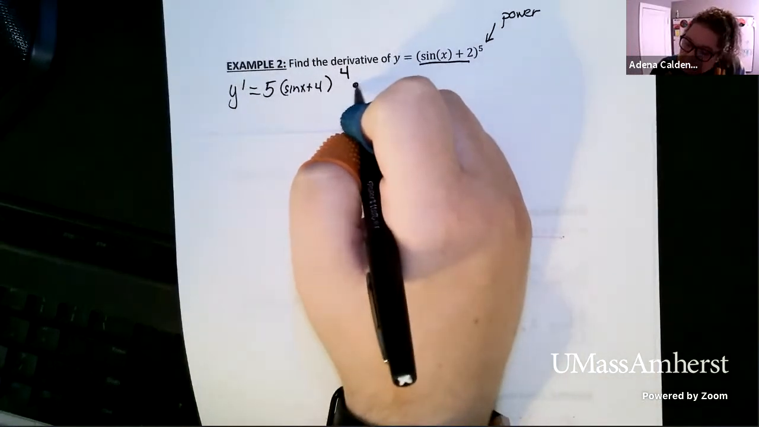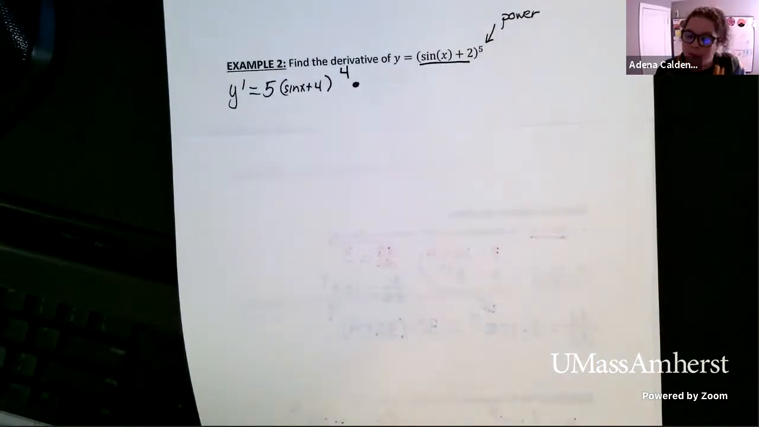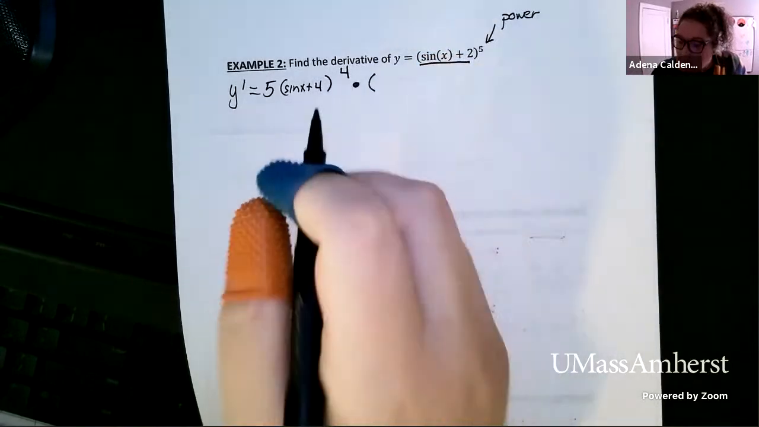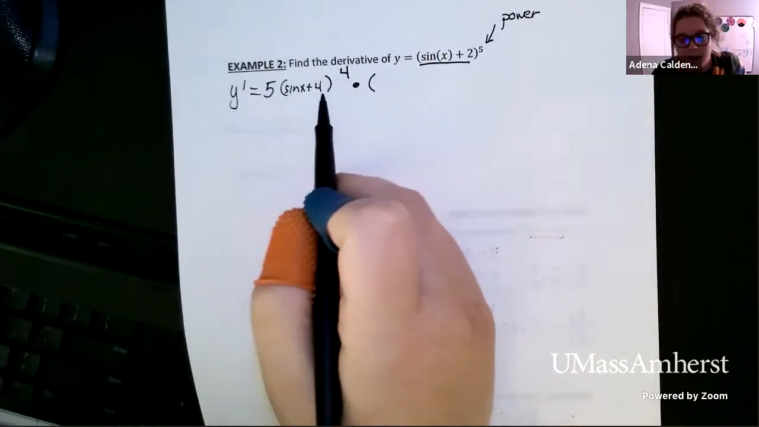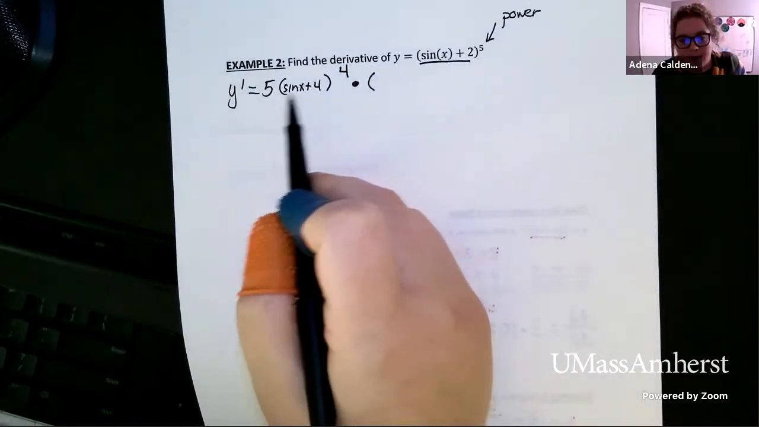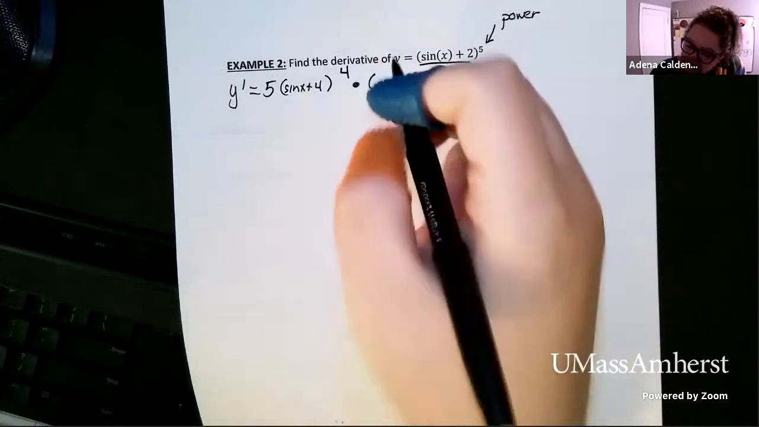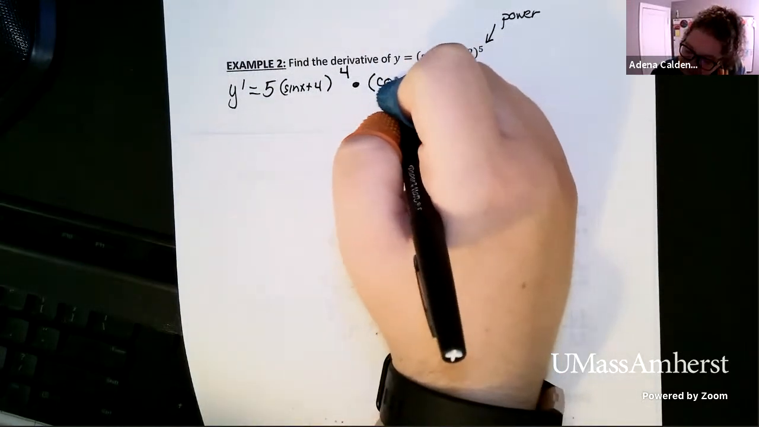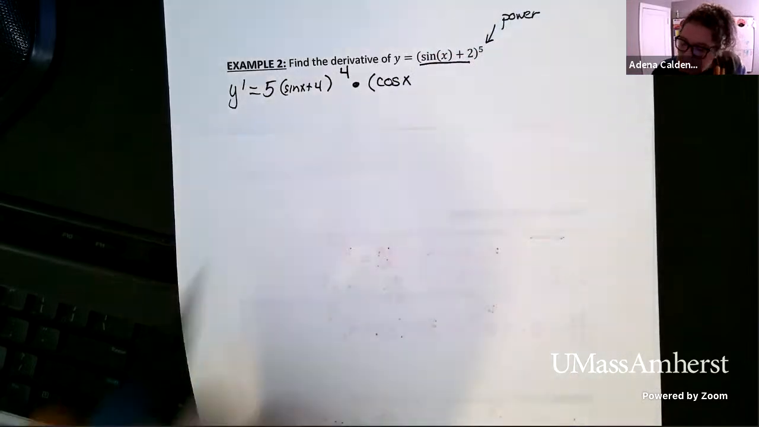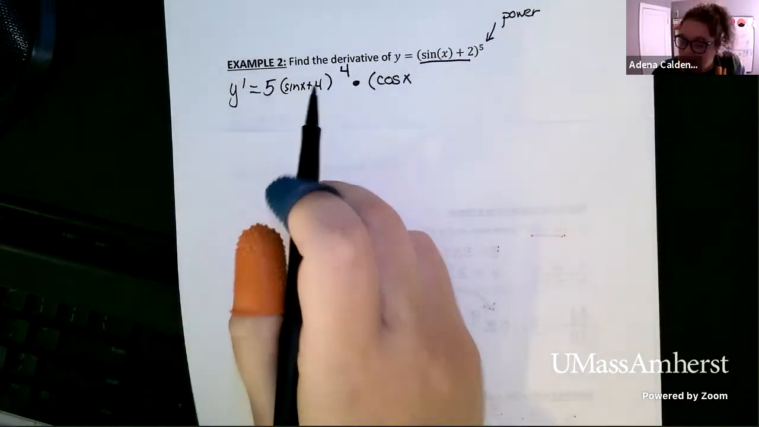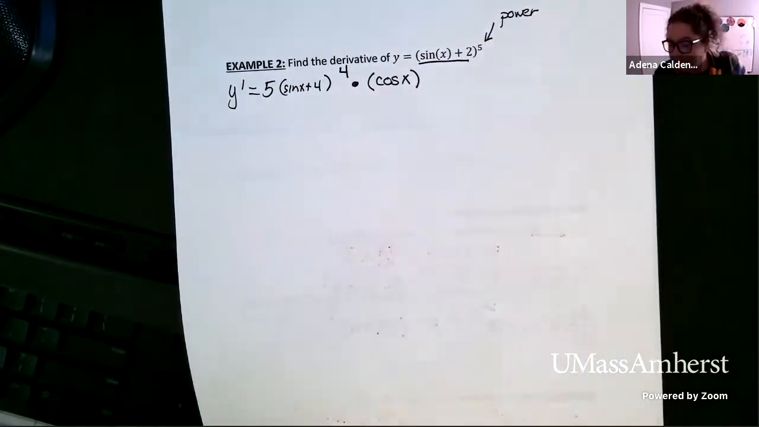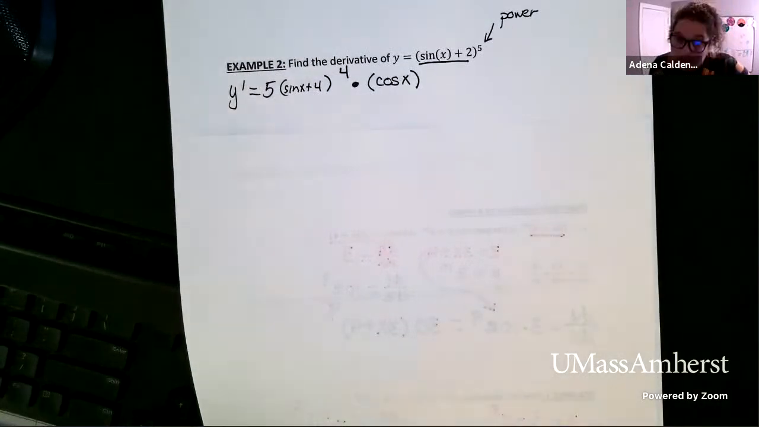But then I have to remember to multiply that by the derivative of the inside. So when I think about the inside function, that's the part in parentheses, not the power. So the derivative of sine, we remember, is cosine. And then the derivative of 4 is 0 because it's a constant. So I get something that looks like this.